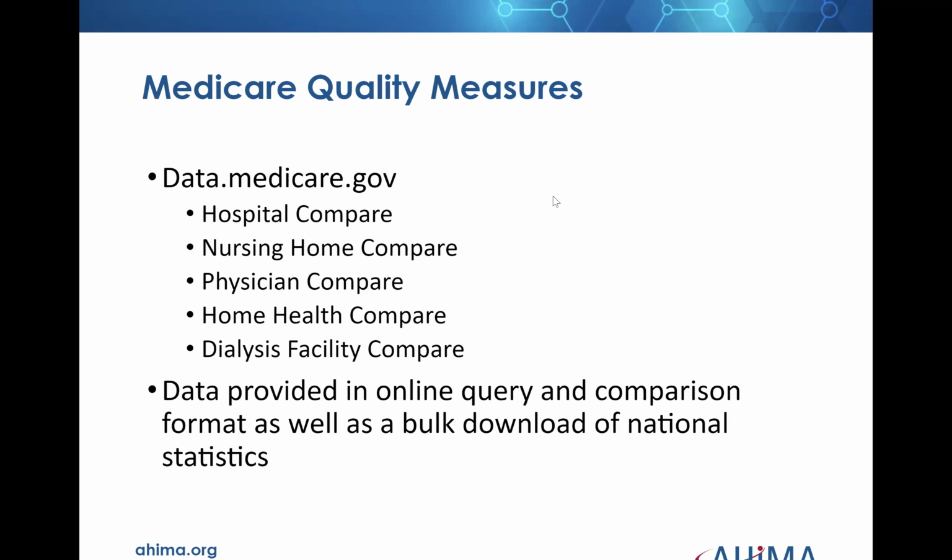And something else that you can now do is compare. Going to data.Medicare.gov, you can compare hospitals, nursing homes, physicians, home health, dialysis centers, and more. And similar to the COVID website, you can look at these things at a fine level of detail, bearing in mind, however, that these are only Medicare quality measures.